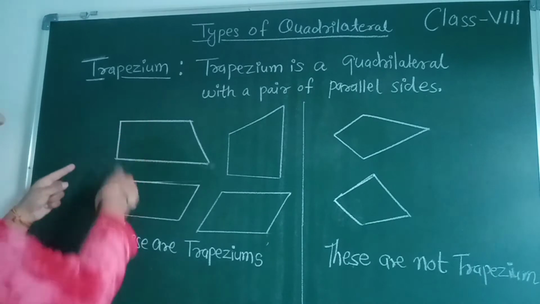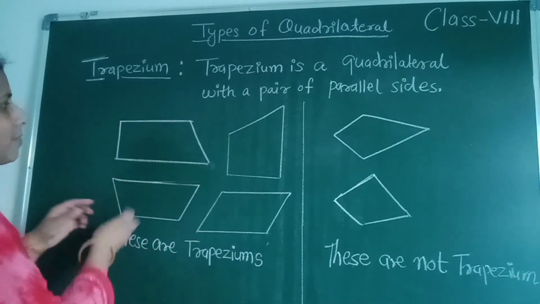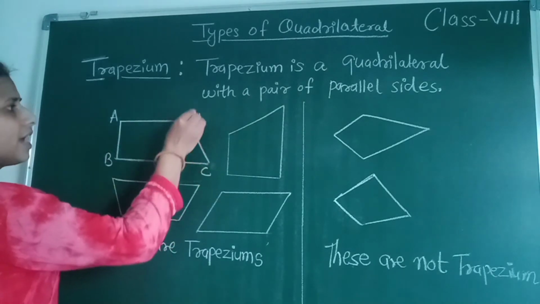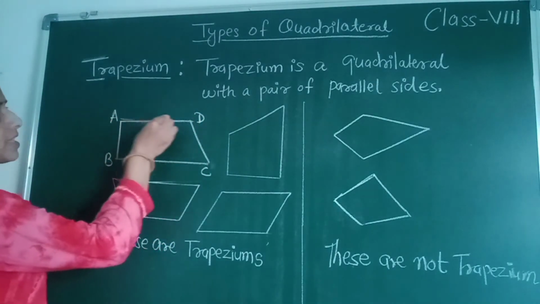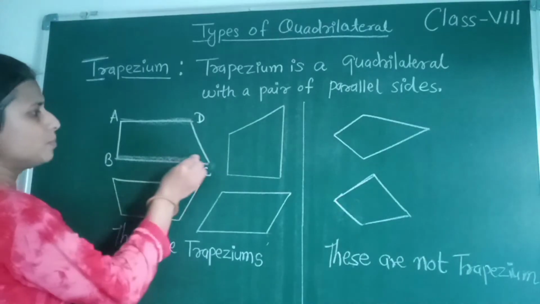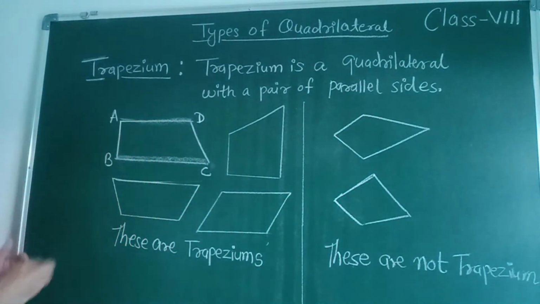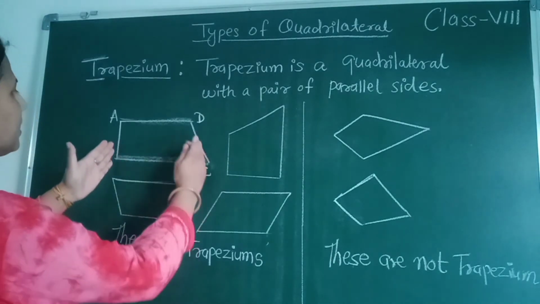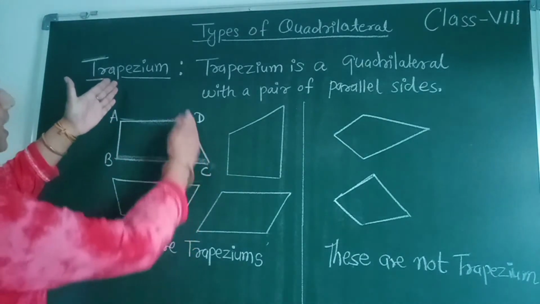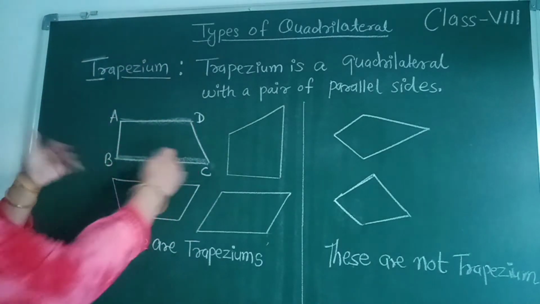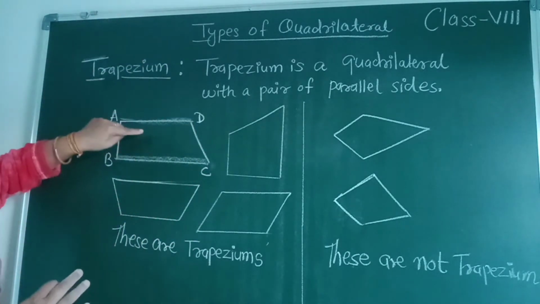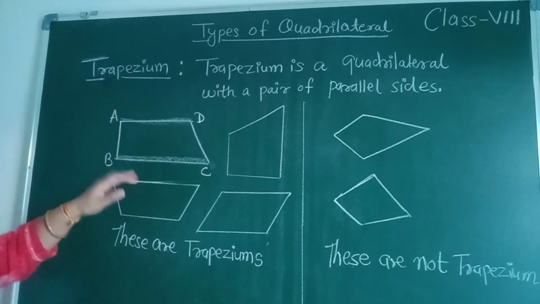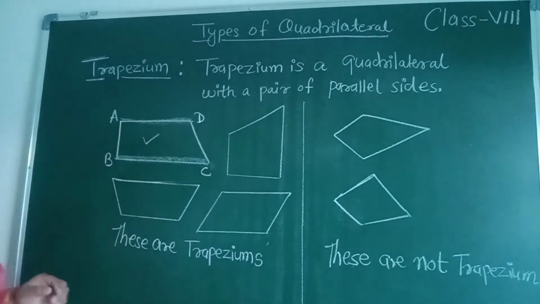Look at this diagram. Suppose this one is your quadrilateral ABCD. As you can see here, students, this side AB is parallel to DC. Only one pair of opposite sides is parallel to each other. And when we extend the AB side and the DC side, they can meet at any point. So in this particular quadrilateral only one pair of opposite sides is parallel. So this is a trapezium.